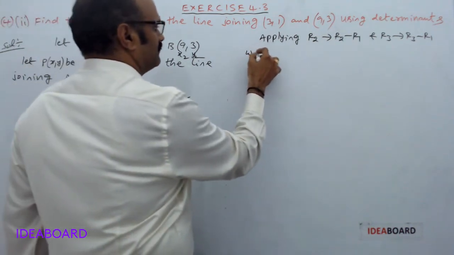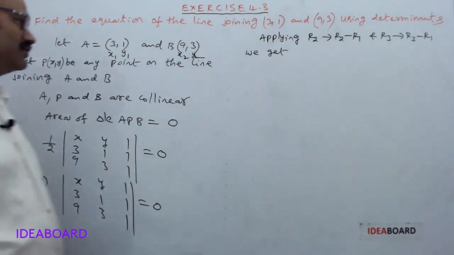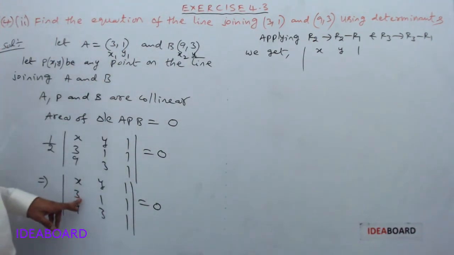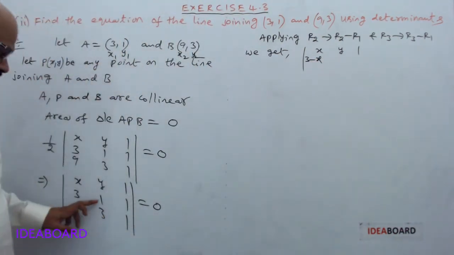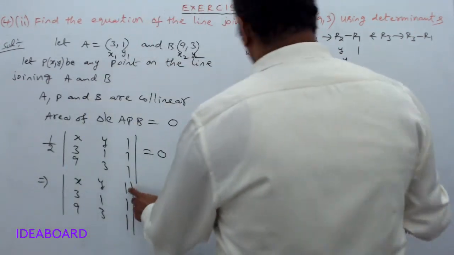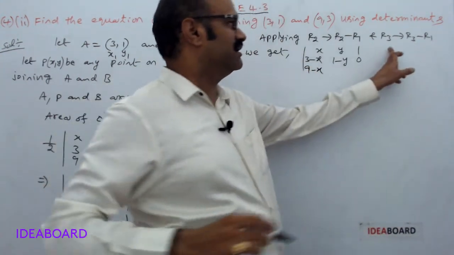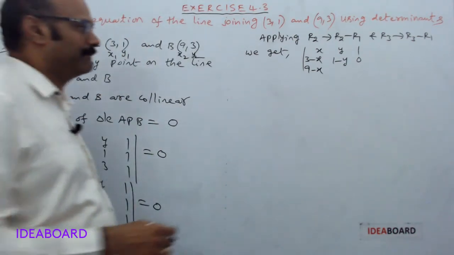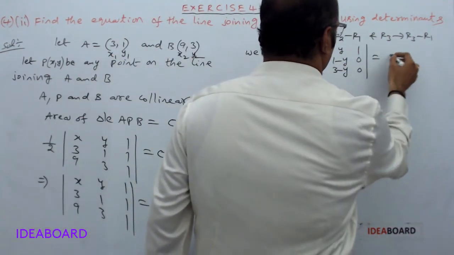Now we get R1 is same, no change in R1. So determinant of x, y, 1, then 3 minus x, 1 minus y, 1 minus 1 which is 0. We have R3 changes to R3 minus R1, which means 9 minus x, 3 minus y, and 1 minus 1 becomes 0, equal to 0.